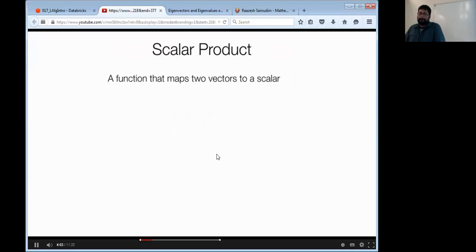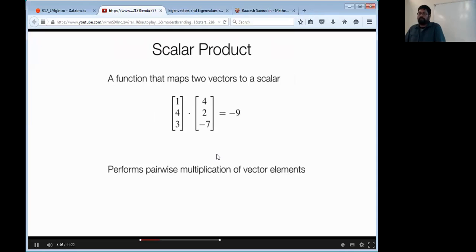Now let's talk about scalar products. And this is a function that maps two vectors to the scalar. So for instance, if we take as input these two three-dimensional vectors, the output, or the scalar product of these two three-dimensional vectors equals -9. How do we get these numbers?